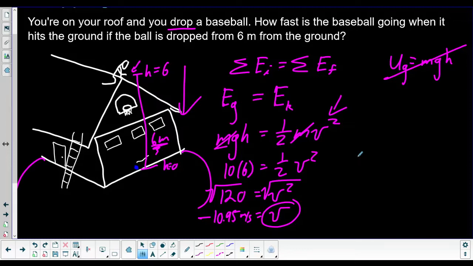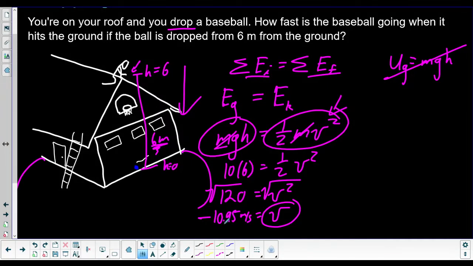Okay, so there we go. There's our velocity. Not too bad. Energy initial equals energy final. Fill in your energy equations and then solve for the thing you want. All right, let's go ahead and look at a slightly more complicated problem where we'll have more than one type of energy at either the beginning or the final, and then we can see how that affects our problem.